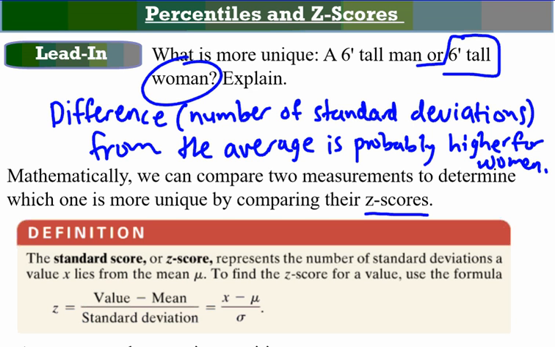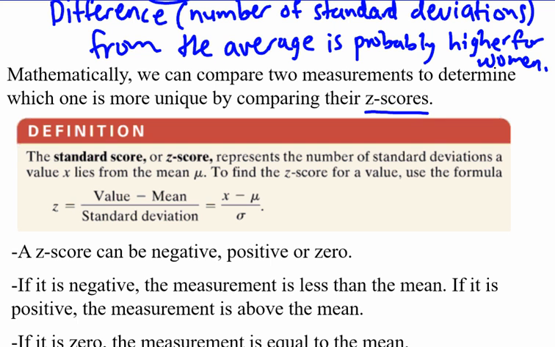And the actual rule says the following. So what we do in order to calculate what we call a standard or a Z-score, it represents the number of standard deviations a value lies from the mean. What we do is we take the measurement, we subtract the mean. We find how far away it is from the mean. So that's this portion right here. This is how far away it is from the mean. And if we want to know how many standard deviations that is, then we divide it by what one standard deviation is.